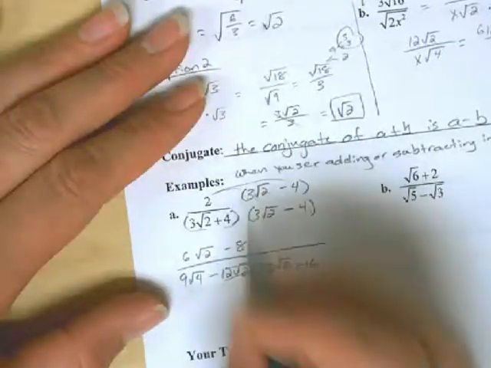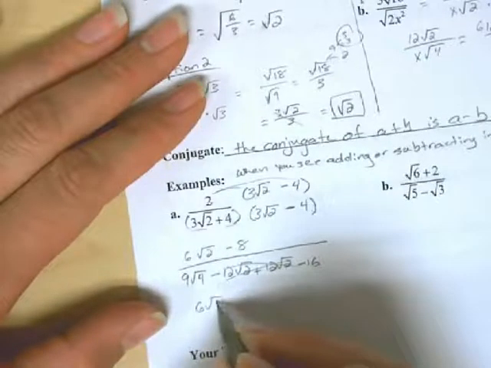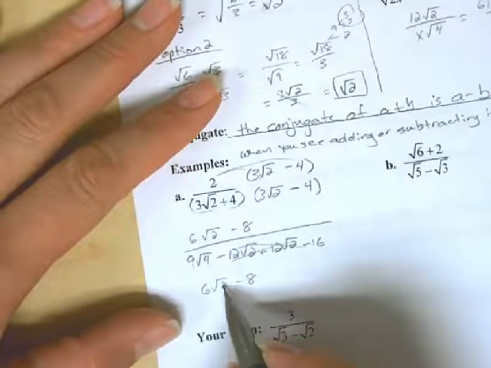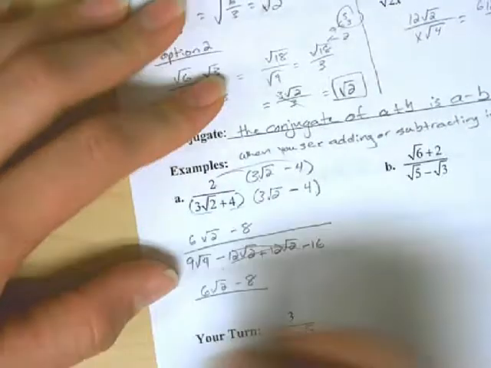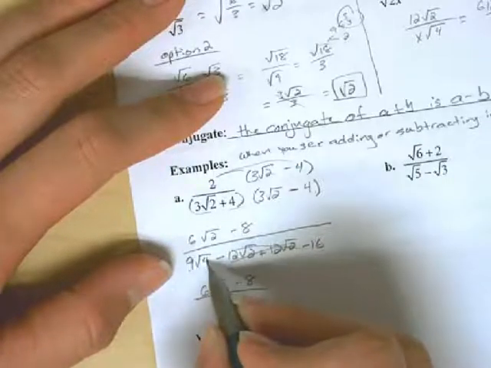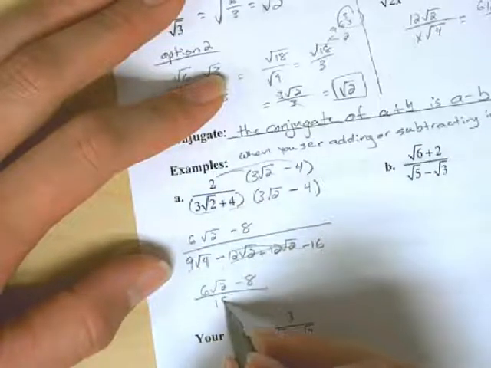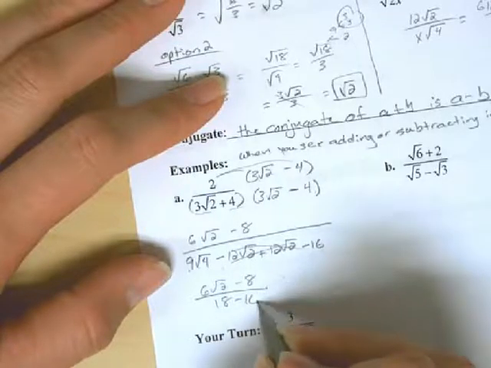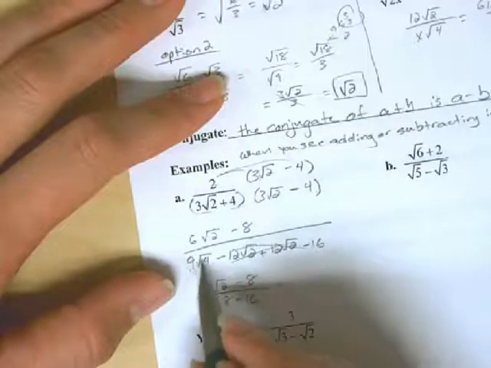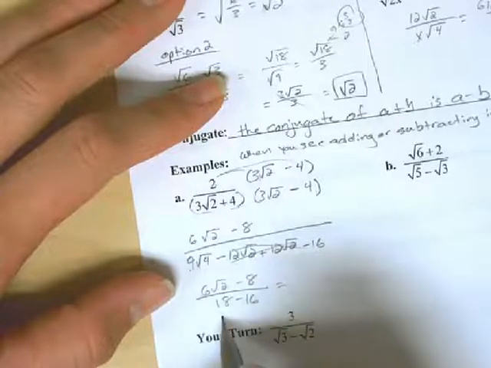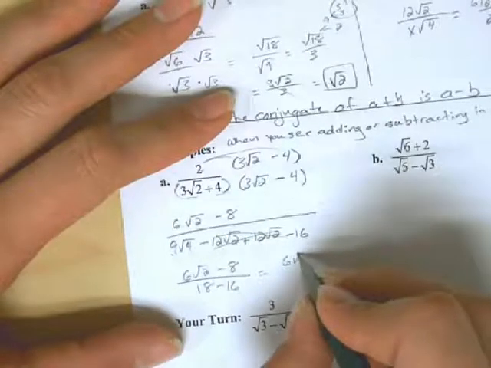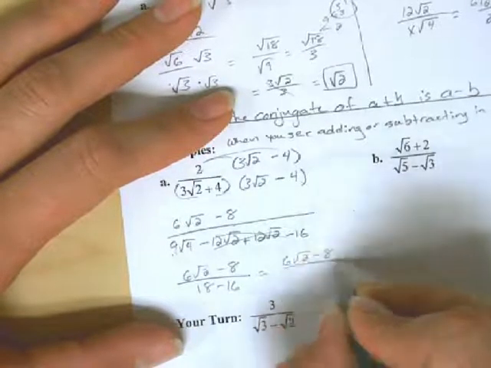So on top, I get 6 square root of 2 minus 8. I can't put those together because they're not like radicals. This has a square root of 2 and this doesn't. And on bottom, 9 times the square root of 4. Well, the square root of 4 is 2, so 9 times 2 is 18, minus the 16 that's left over here. Again, the 18 comes from the square root of 4 being 2, and 2 times 9 is 18. So 18 minus 16, and now I get 6 square root of 2 minus 8, all divided by 2.